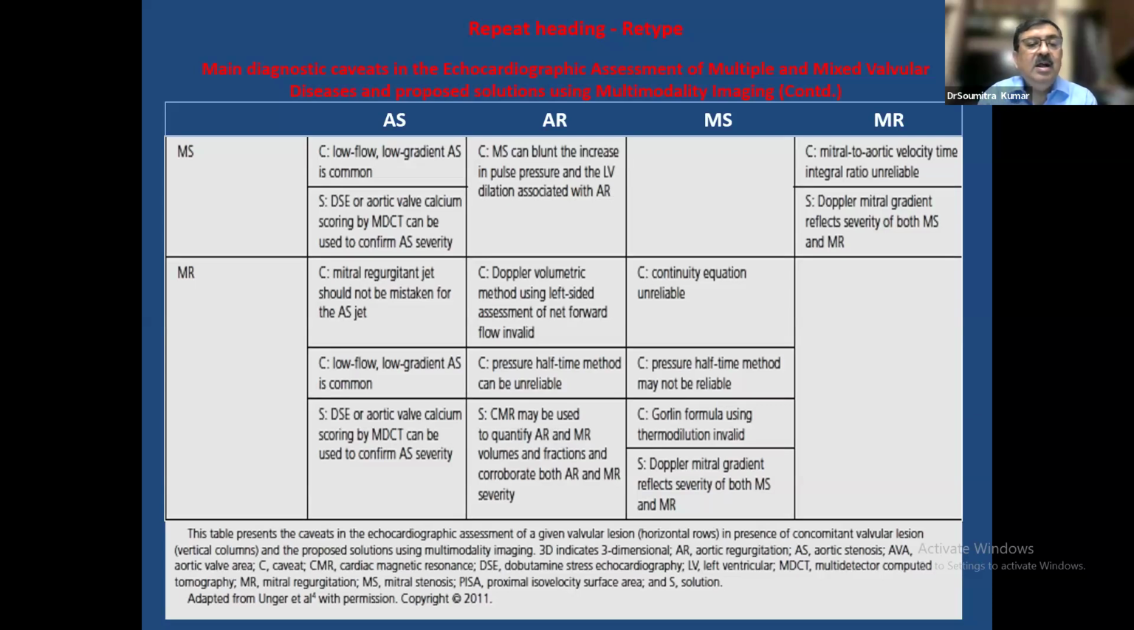MR with AS, as I said, low flow, low gradient AS is common with the presence of MR. So again, we have to rely on dobutamine stress echo or MDCT calcium scoring. MR-AR, I've already highlighted, and with regard to MR, I'm not going to repeat. CMR remains a very useful tool in assessing the AR-MR combination, and MR-MS also I have discussed.